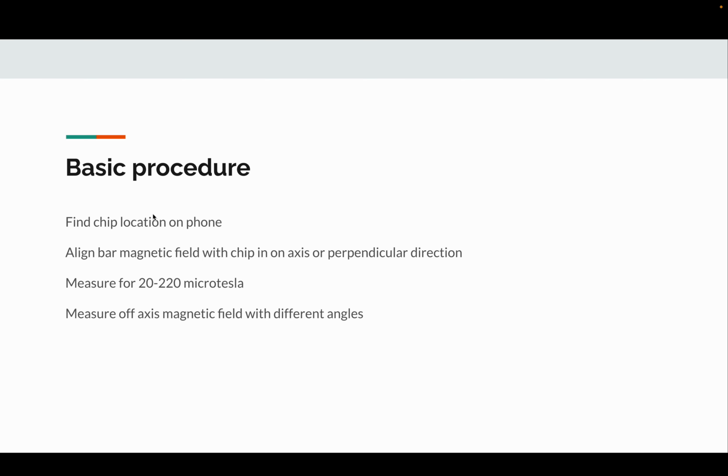So basically, we found the chip location on our phone, as it was different per phone. We aligned the bar magnet with the chip on it. We aligned the bar magnet with the chip on the on-axis, or the perpendicular direction. We measured for increments between 20 to 220 microtesla. And we also measured the off-axis magnetic field with different angles.